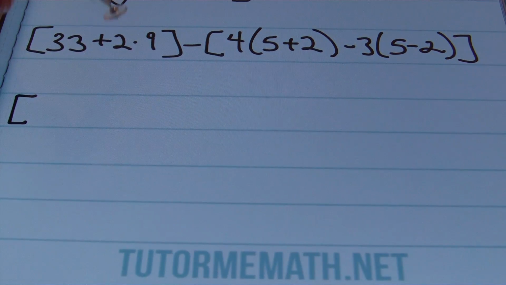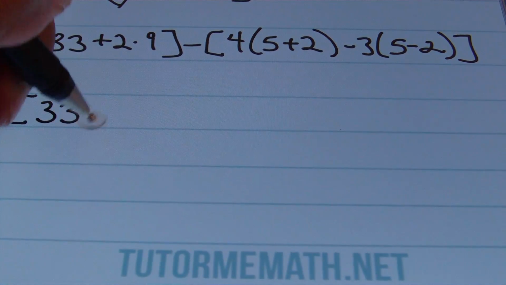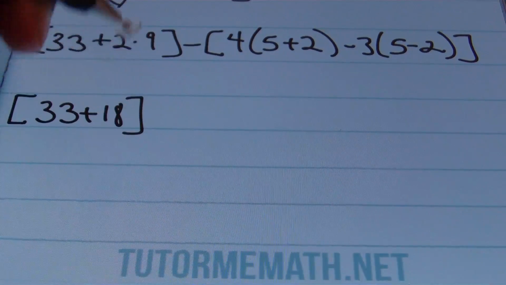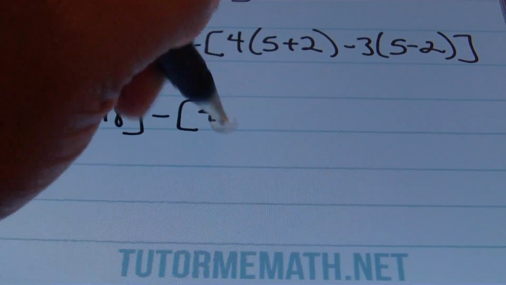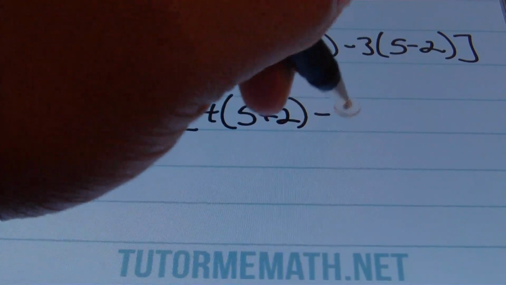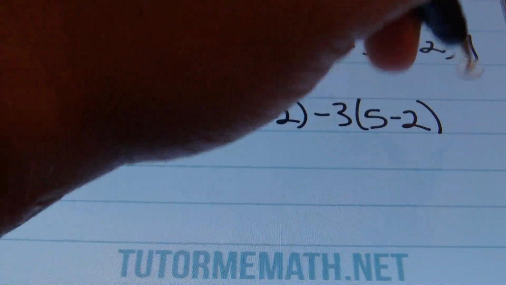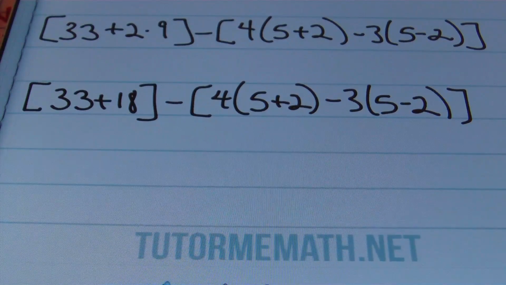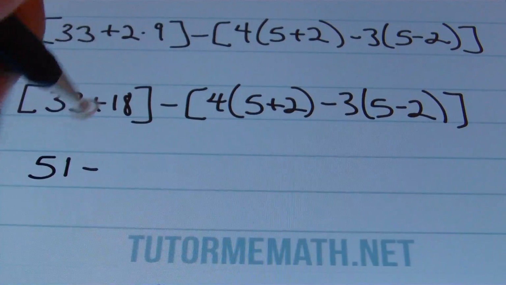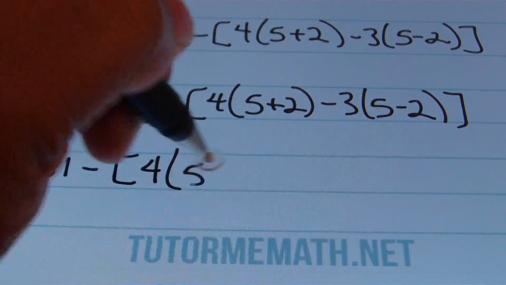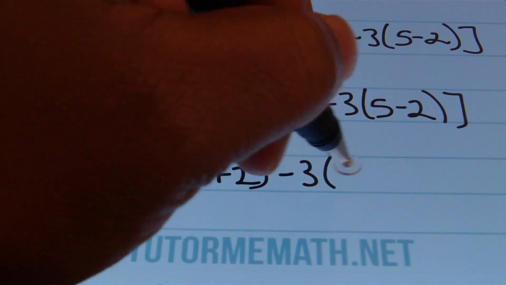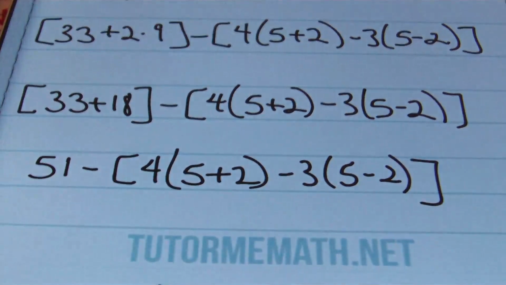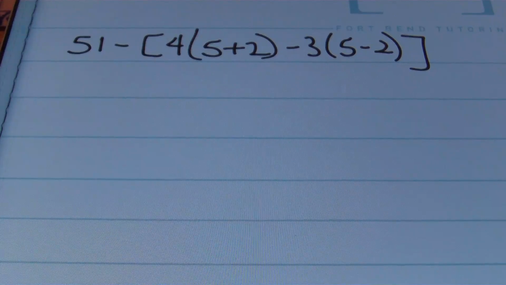In our first set of brackets, we still have multiplication that needs to be done before the addition. So I have 33 plus 2 times 9 is 18. Minus, we have the quantity of 4 times the rest of this stuff here. Just taking our time. We want to get a correct answer, not a fast wrong one. So next in line, we have 33 plus 18. That gives me 51. Minus the quantity of 4 times the quantity of 5 plus 2, minus 3 times 5 minus 2. Close brackets. Let's continue this on the next page. Since we tackled everything in that first set of brackets, we move on to our second set of brackets.